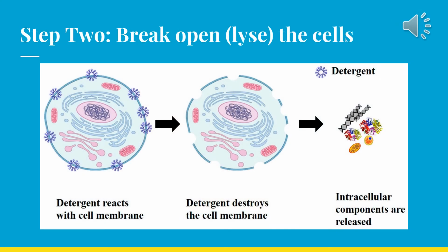Step 2. Break open, lyse, the cells. Once you have collected your cells, the cells need to be broken open to release the DNA. Detergent will dissolve the membranes of your cells, just like dishwashing detergent dissolves fats and proteins from greasy pans, because cell membranes and nuclear membranes are composed of fats and proteins. Dissolving the membranes results in the release of the DNA. The process of breaking down the cells is called lysis, and the solution containing the detergent is called lysis buffer.